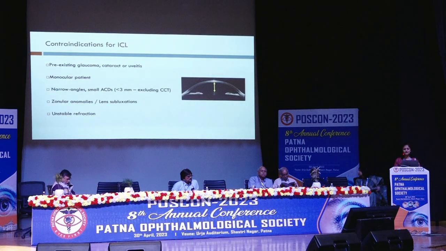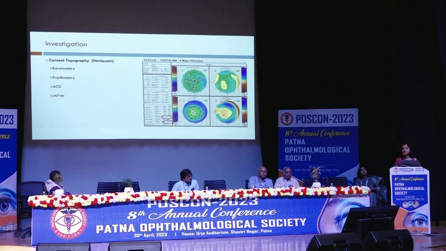The contraindication for ICL, other than what is routine for refractive surgery, is a shallow anterior chamber depth. Anterior chamber depth less than 3 mm is a contraindication for ICL, and also any zonular abnormality or lens subluxation becomes a contraindication. So in investigations, what you need to do is a corneal topography, which will give you a detailed idea of the keratometry, pupillary diameter, AC depth, white to white, all these parameters which are crucial in deciding the size of the ICL.